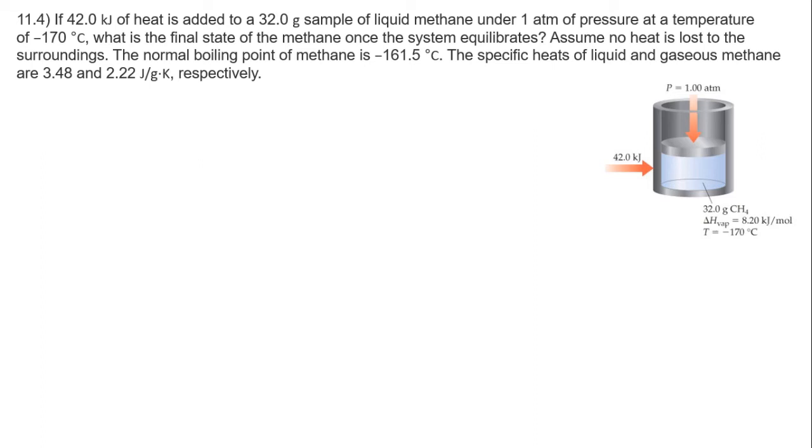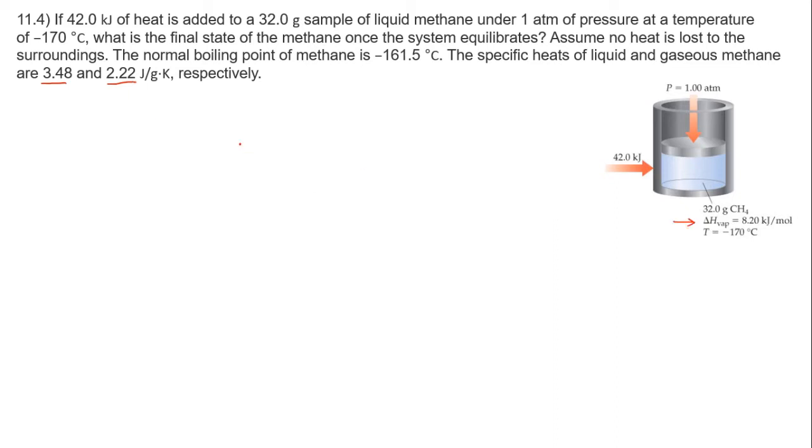Question 11.4 was a pretty challenging question. It involves a couple of different calculations. If we put 42 kilojoules of heat into a 32 gram sample of liquid methane at minus 170 degrees: number one, what's the final state of the methane once it equilibrates? And then number two, what's the final temperature?